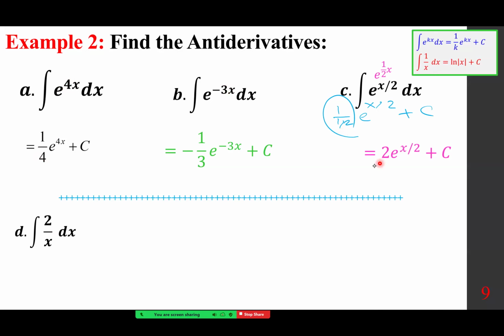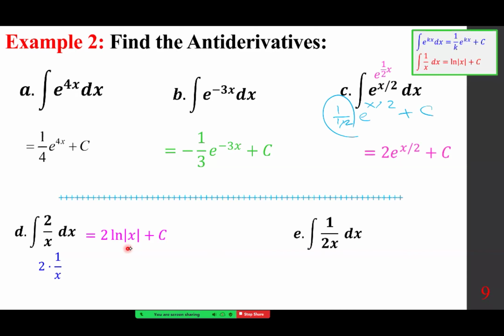Now, if you recognize this, so be it. If not, write 2 over x as 2 times 1 over x. You know the integral of 1 over x is a natural log. So the answer is 2 times ln of absolute value of x and a constant. So writing this way will help us see that we have a natural log as the answer.